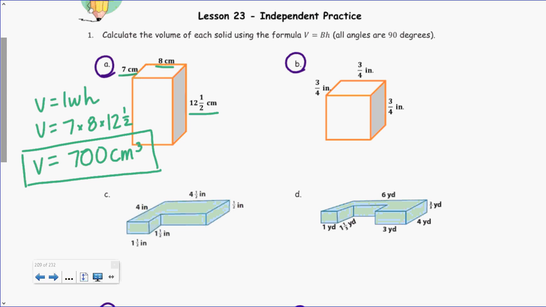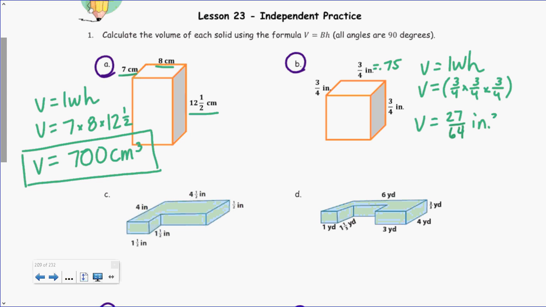Okay, go ahead and try B all by yourself. You can use 0.75 if you want to, but I'm going to leave mine in fraction form. Okay, unpause it when you're done. Okay, did you get 27/64 inches cubed? So not even a full cubic inch, which makes sense because these are all 3/4 on each side. So it's going to be less than 1 cubic inch if you think of it that way.